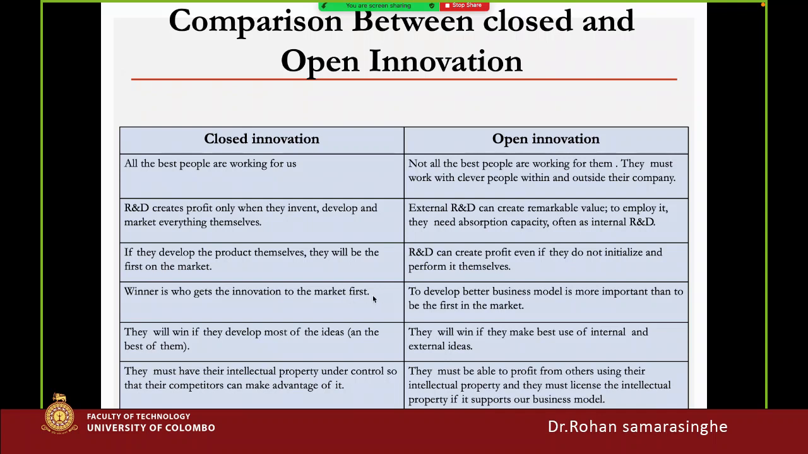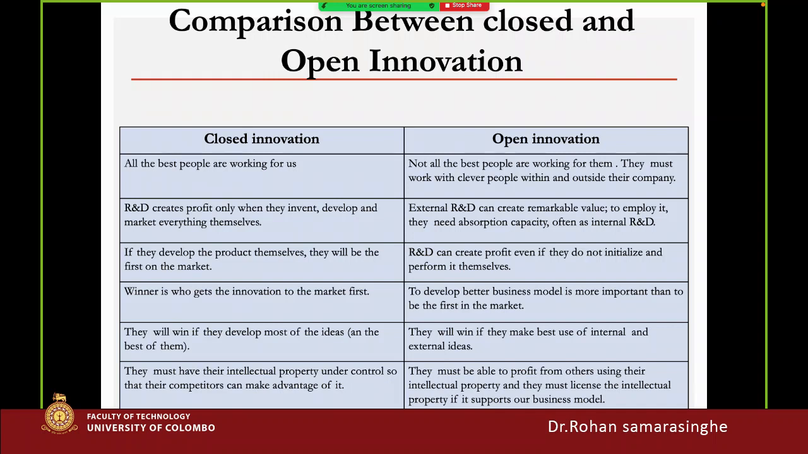The winner is who gets the innovation to the market first. But developing a better business model is more important than being first in the market. Then you can understand what the business model is in the next lessons. So if they develop a better business model, a mediocre innovation with a great business model is better than a great innovation with a mediocre business model.